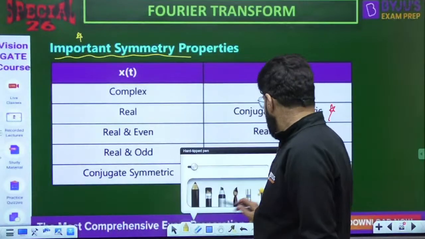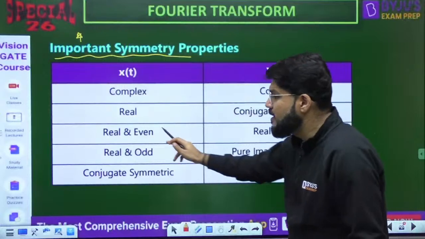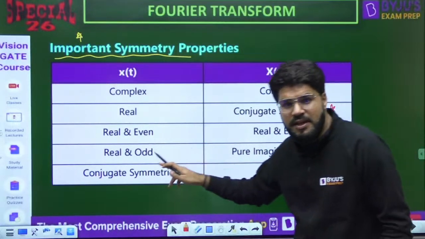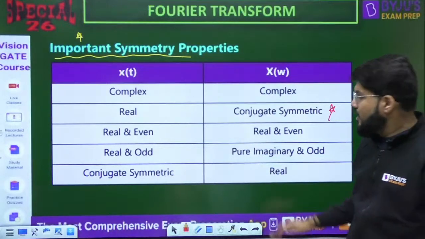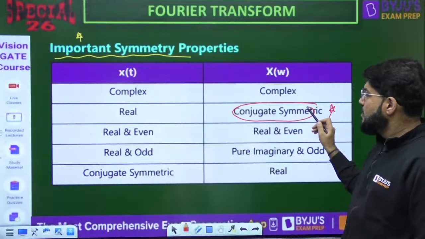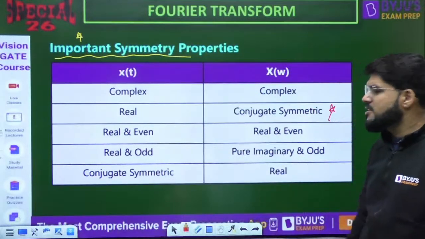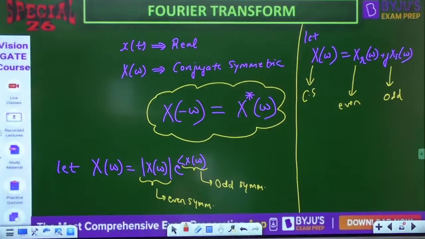Now next, this is about the signal being real: the Fourier transform is conjugate symmetric. If a signal is real and even, the Fourier transform is real and even. If a signal is real and odd, the Fourier transform will be pure imaginary and odd. And according to duality, if the signal is conjugate symmetric, the Fourier transform will be real. That is in consistency with the duality property.